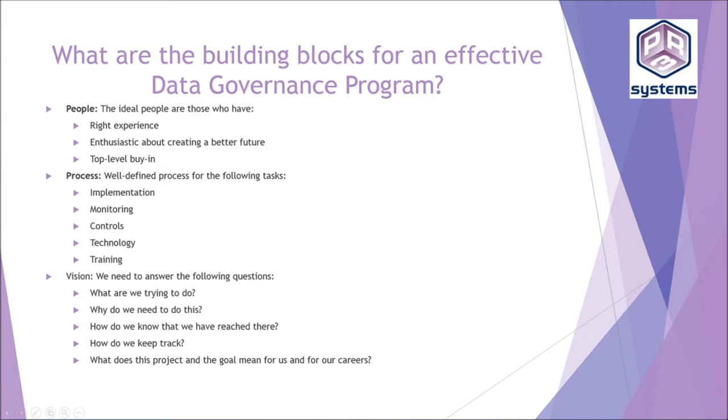What are some of the qualities for the right people on the bus? They must have the right experience. They need to know the business. They need to understand how different roles play within the organization and how data matters. They need to know the domain, and they need to be really passionate about creating a better future when you are implementing data governance. Because if you are very comfortable with the current scenario, then you might not take the necessary steps which are required to create a great future.